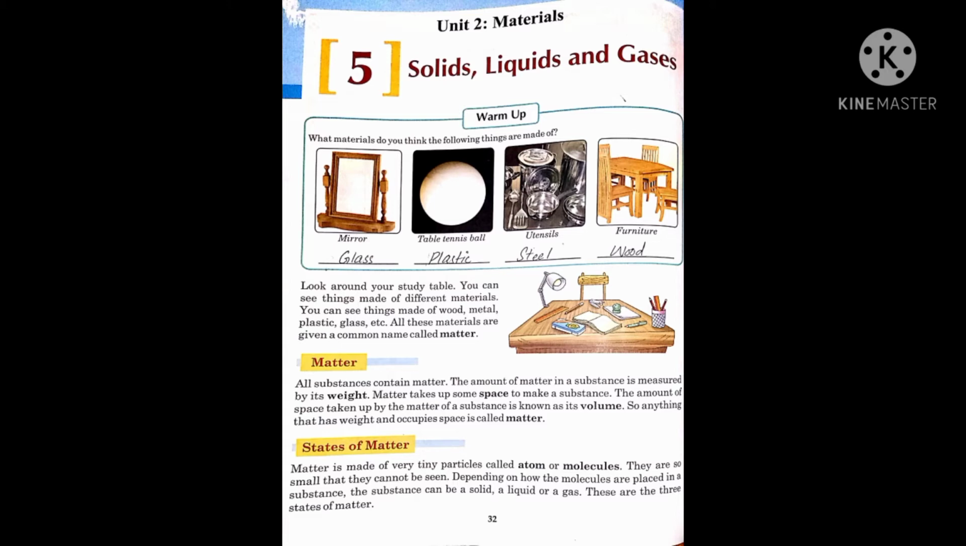Next we have states of matter. Matter is made of very tiny particles called atoms or molecules. They are so small that they cannot be seen. Depending on how the molecules are placed in a substance, the substance can be a solid, a liquid or a gas. These are the three states of matter.